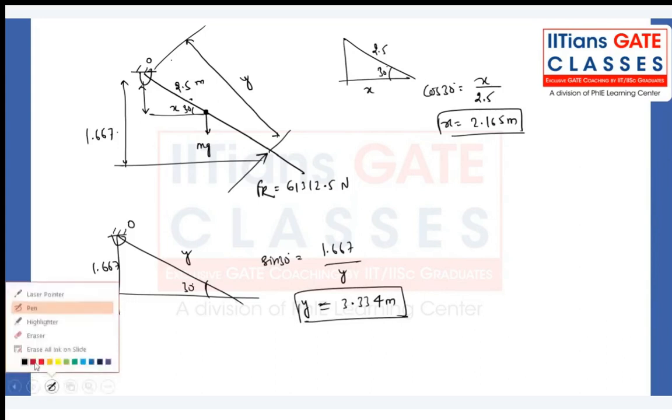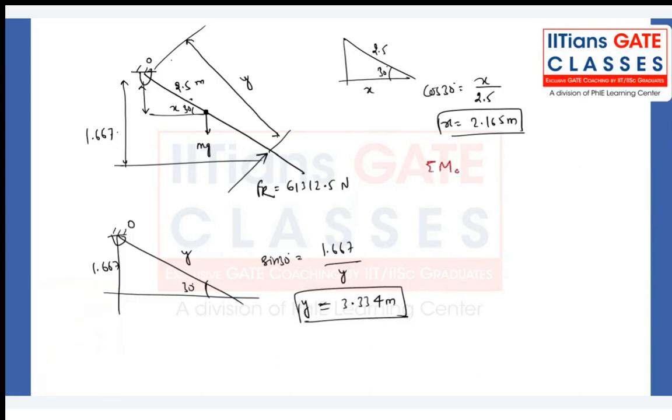So what we can write? Summation of moment about O to be 0. Why are we keeping it to be 0? Because a hinge cannot support any external moment, so it will not offer any amount of reaction moment also. So this Fr into y will create the moment in the anti-clockwise direction. This mg into perpendicular distance x will create the moment in the clockwise direction. So Fr into y minus mg into x is equal to 0.